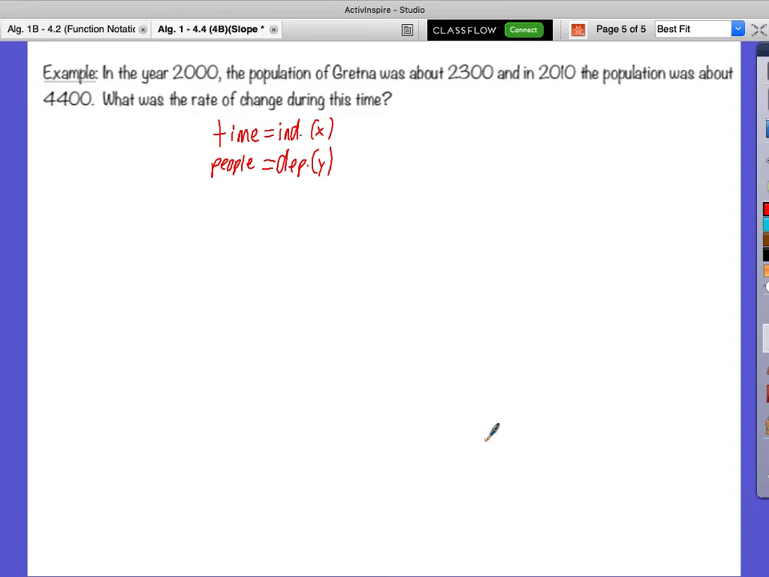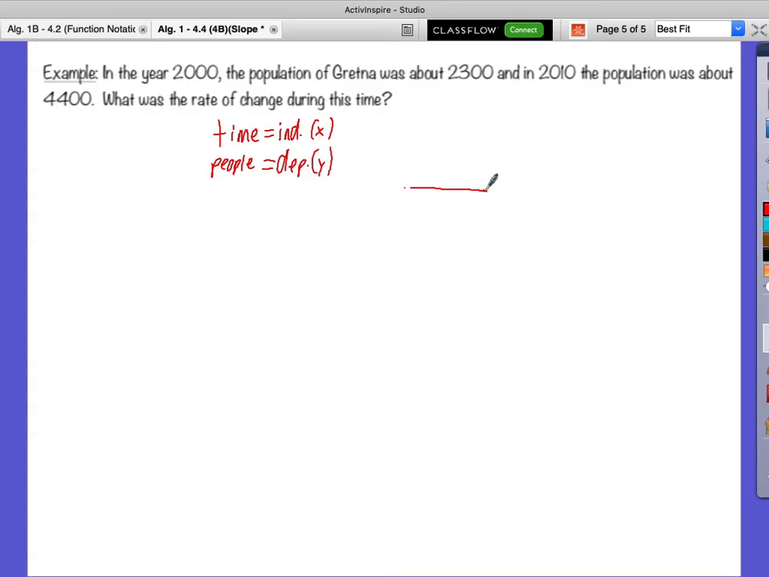Add. Take the 2,300. Never mind. Which one do we like to have on the top, the Y's or the X's? Y's, okay? So the Y's go on top.